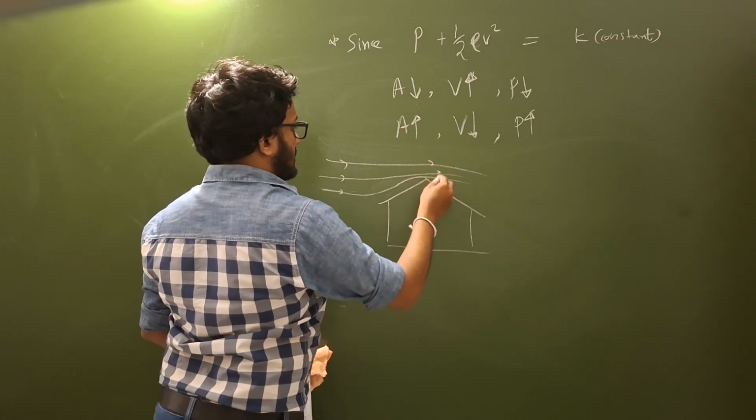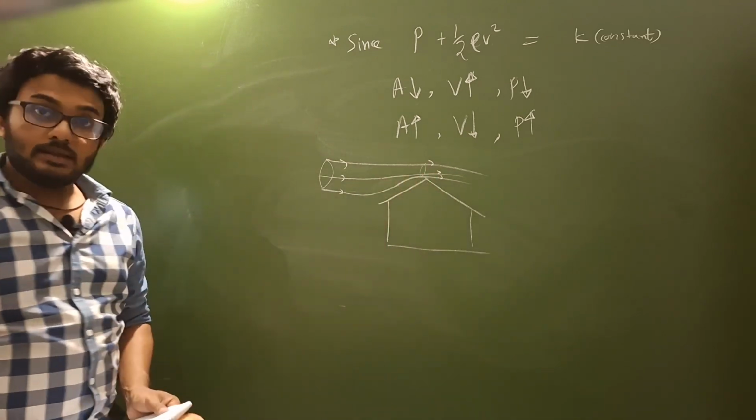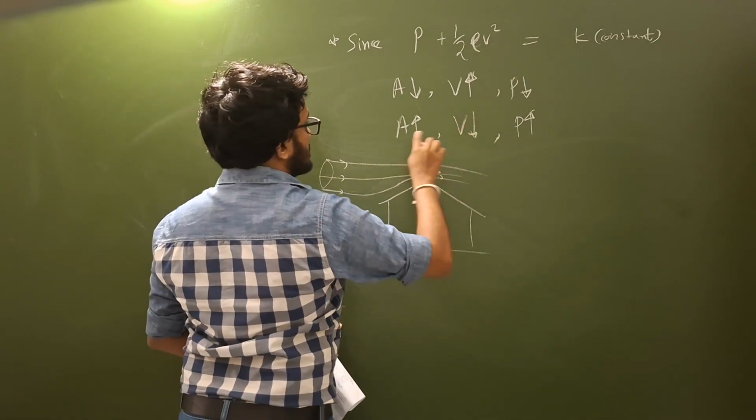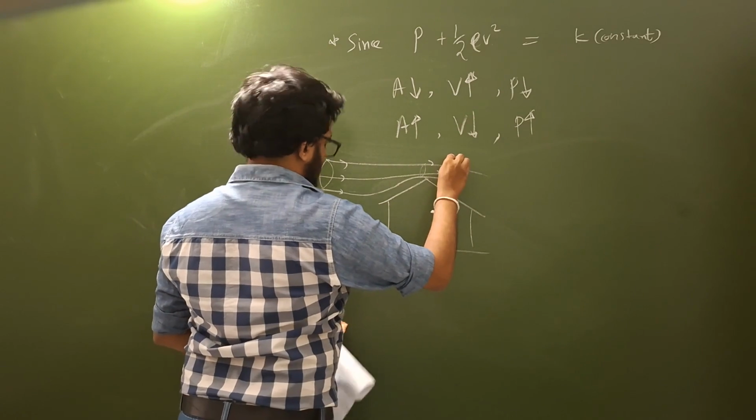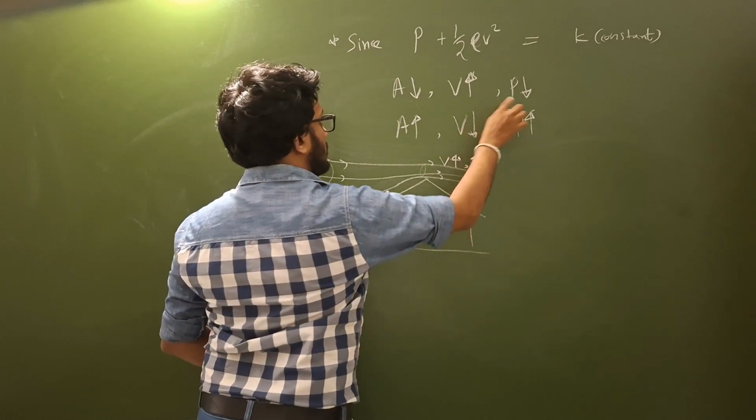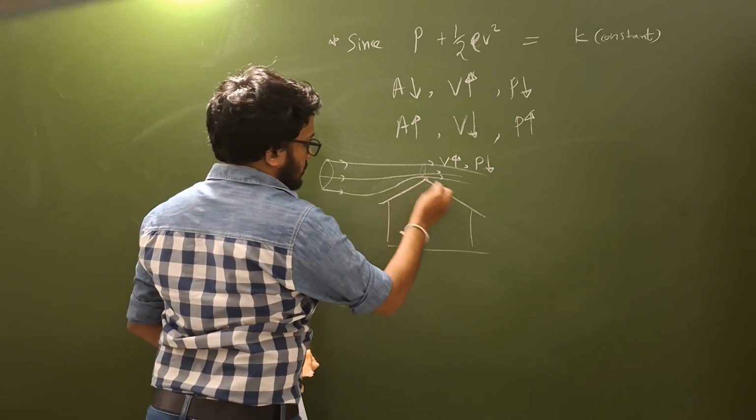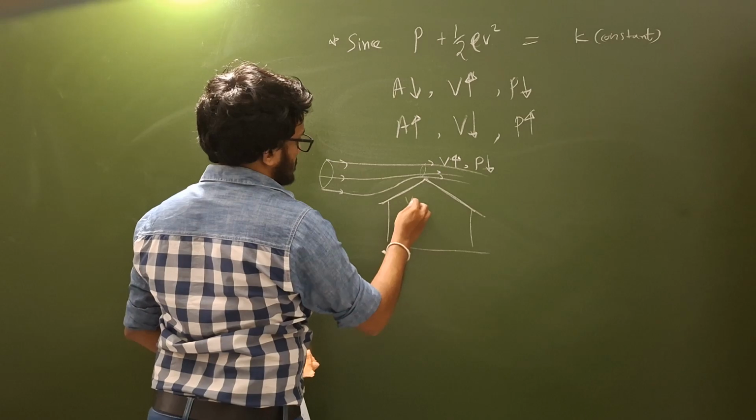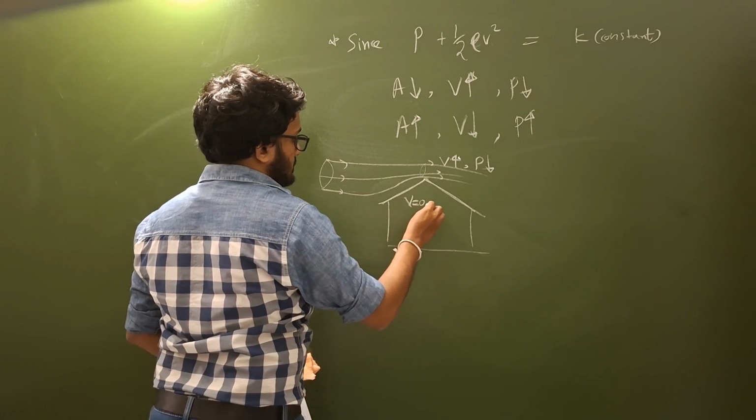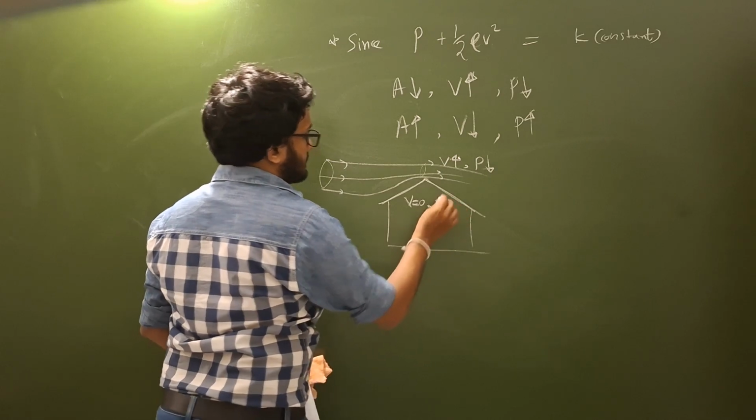So if you consider this as a tube of flow, the area has decreased. If the area is small, velocity is high. So at this position, velocity is high, therefore pressure is low. If you consider below the roof, inside the house, velocity is almost zero. If not, velocity is low. Therefore, pressure is high.